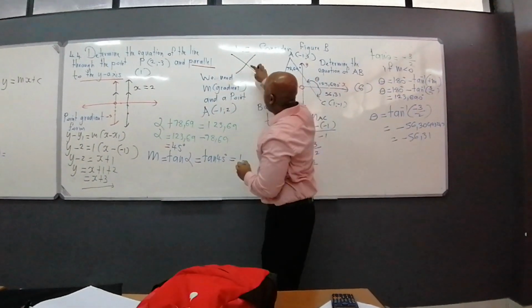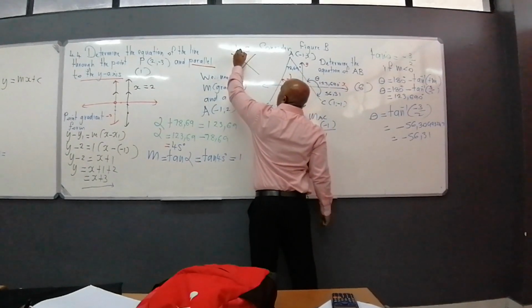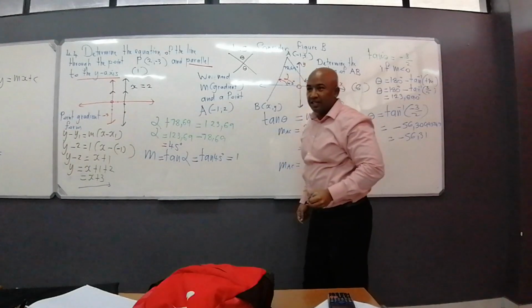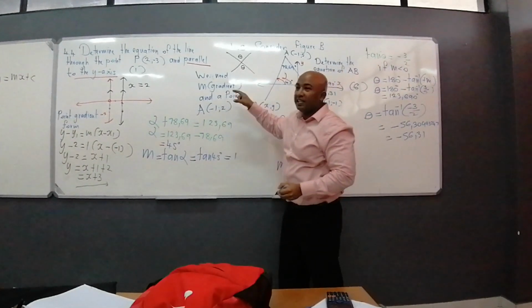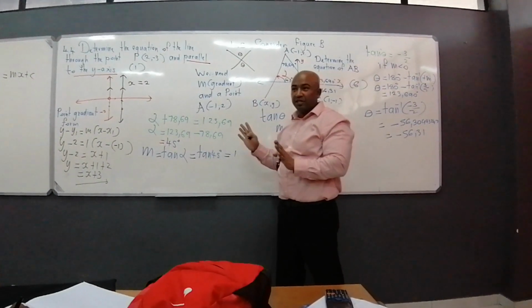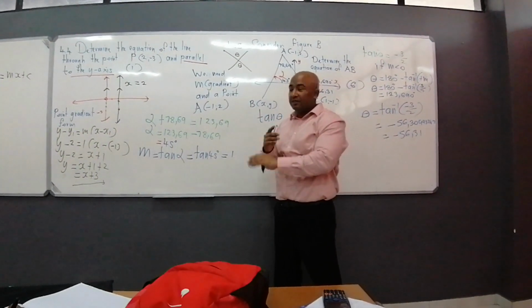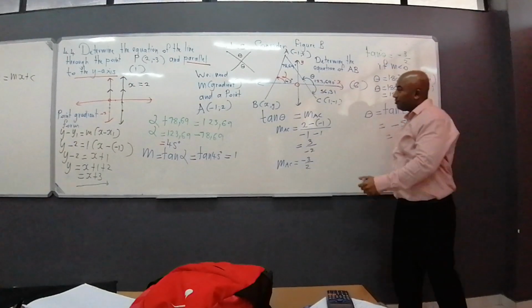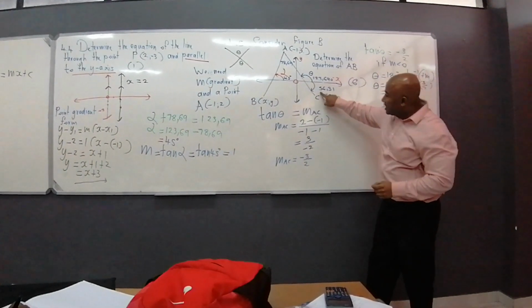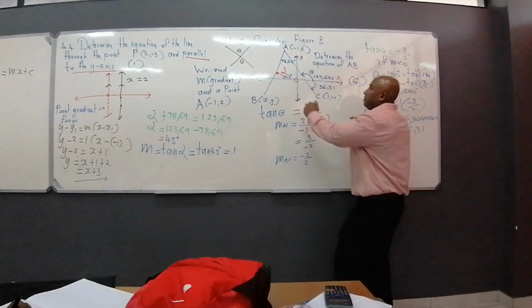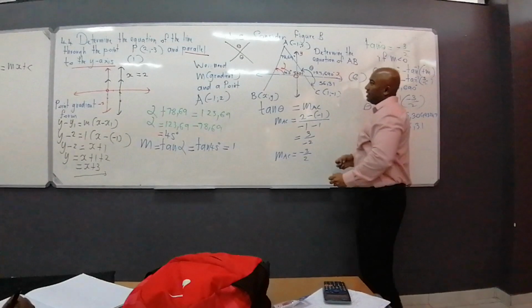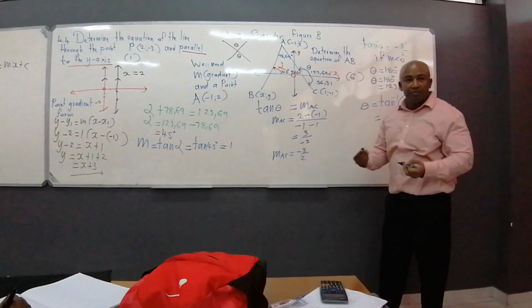If I call this angle theta, this angle will also be theta, because they are called vertically opposite angles. It comes from your theory in geometry: vertically opposite angles are equal. So, if this is 56,31, that means this is also 56,31. Does it make sense?